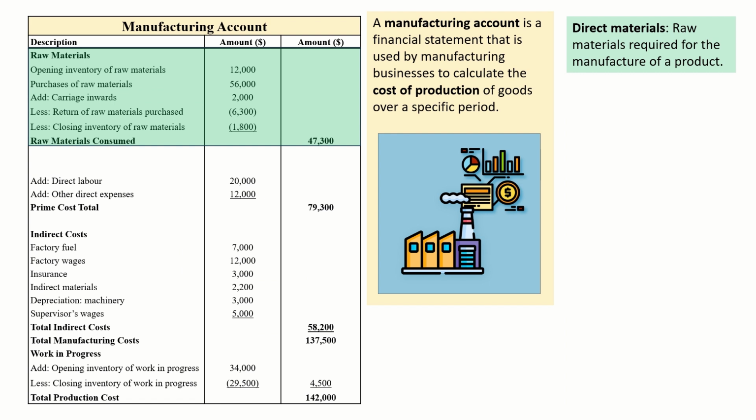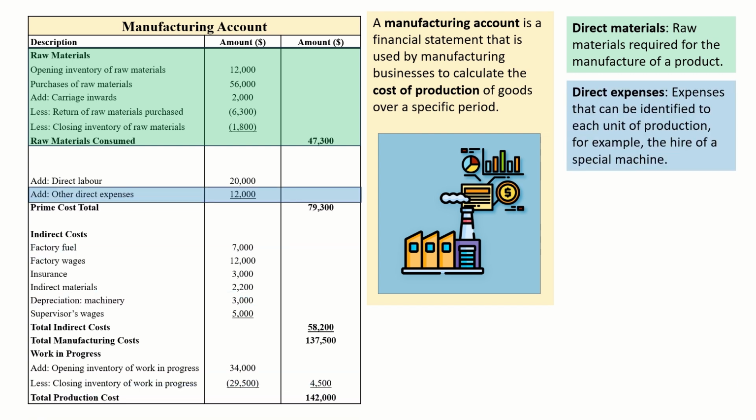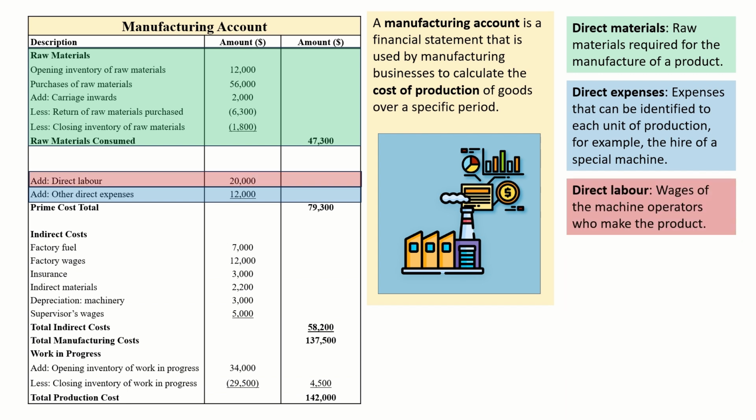Raw materials required for the manufacture of a product. Direct expenses. These are expenses that can be identified to each unit of production, for example, the hire of a special machine or royalties. Direct labor. Wages of the machine operators who make the product, as they are directly involved in producing the products.